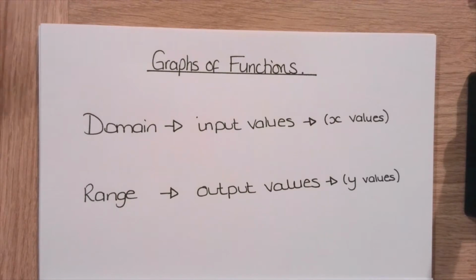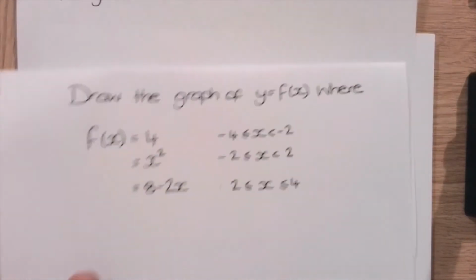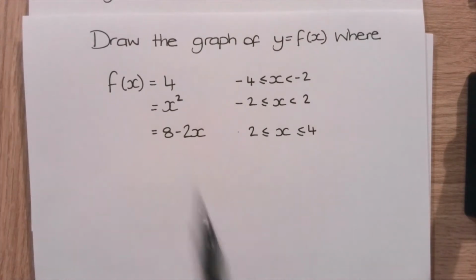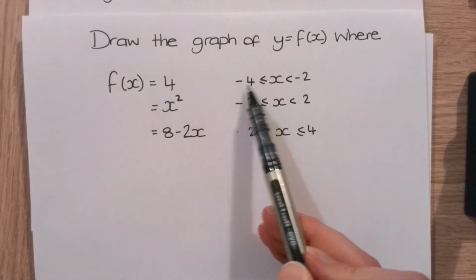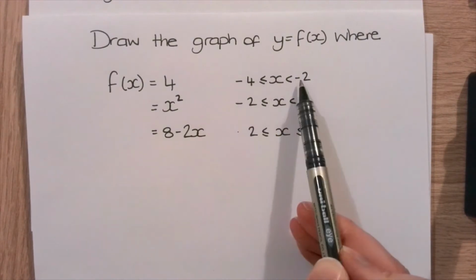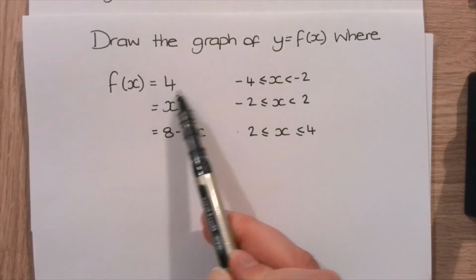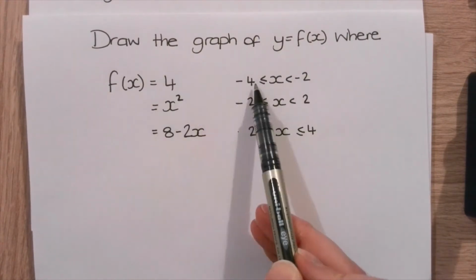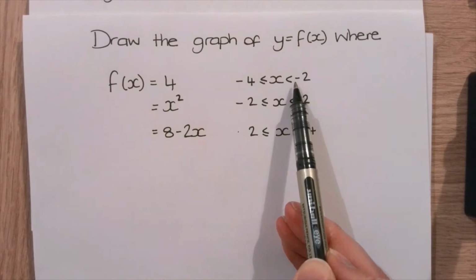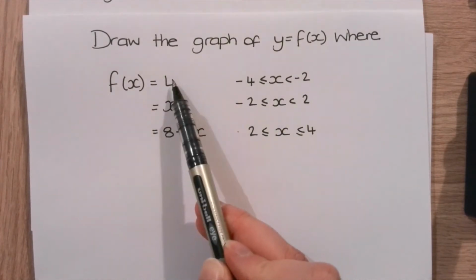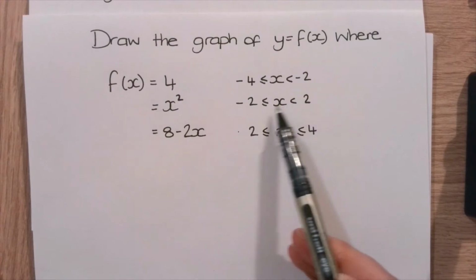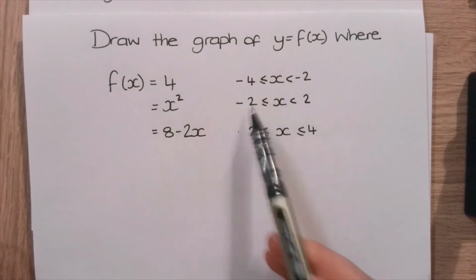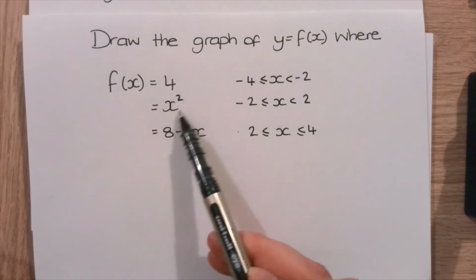domains. So the first question that I have got is draw the graph of y equals f of x, where f of x equals 4 between these x values. So between -4 and -2, I need to draw the graph of y equals 4 because y equals f of x. So between -4 and -2, y equals 4. I then look at my next set of x values, which are between -2 and 2. And the function that I need to draw there is y equals x squared.